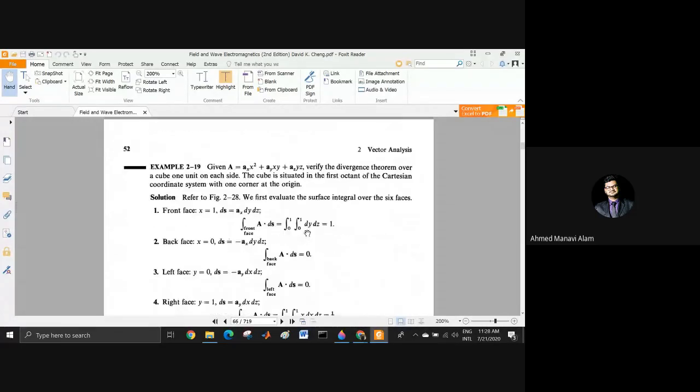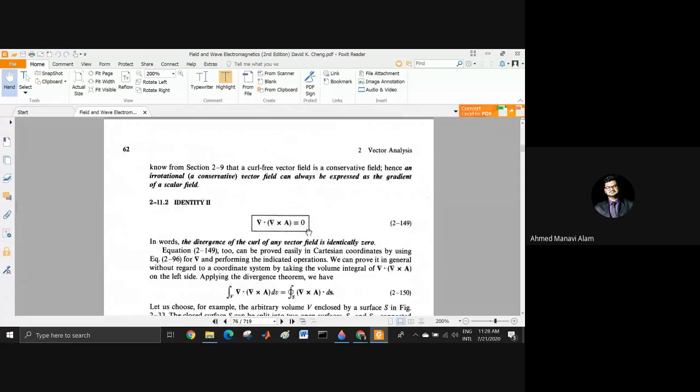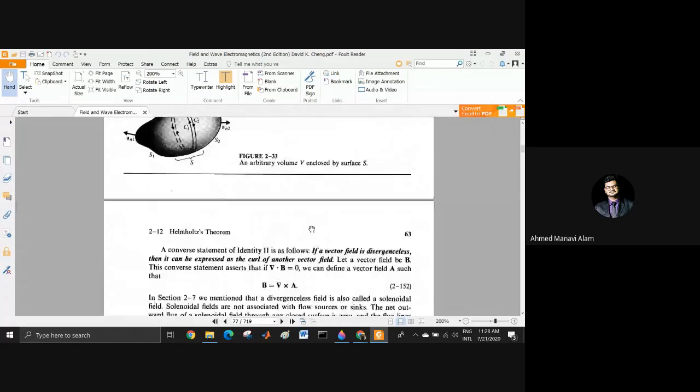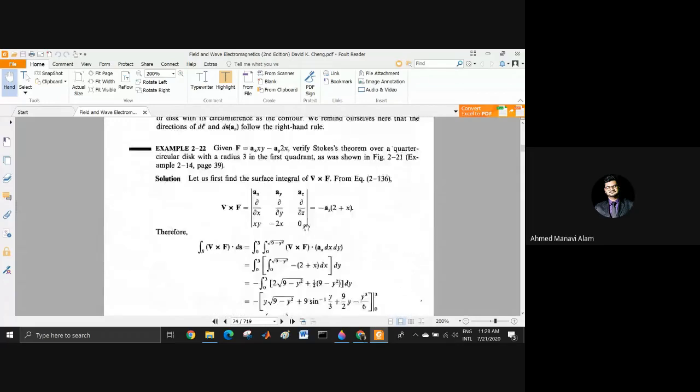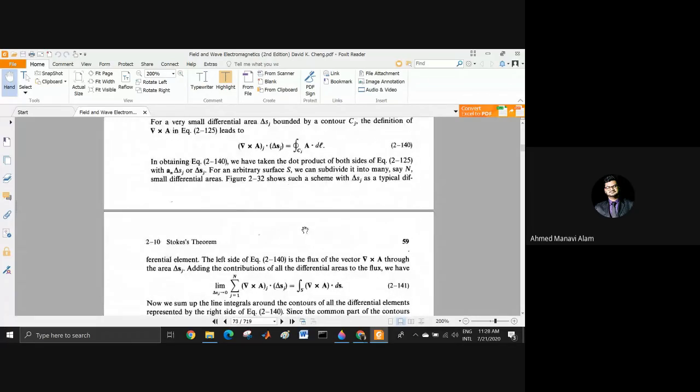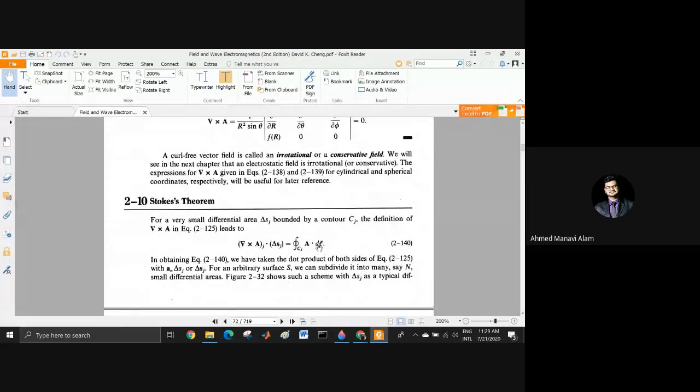That was the divergence theorem. Now we'll go to another important theorem. Remember which one I am teaching from where. That is my Stokes theorem. Now we'll go to the other theorem, which is Stokes theorem.